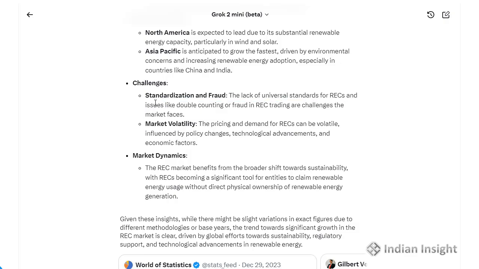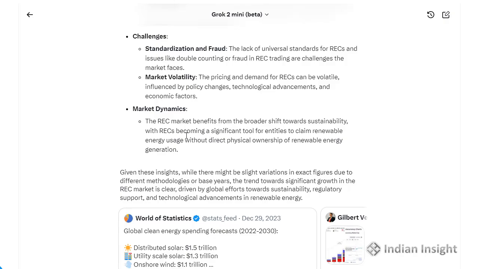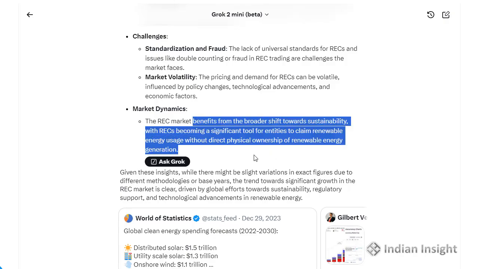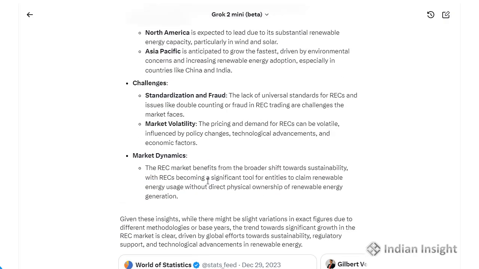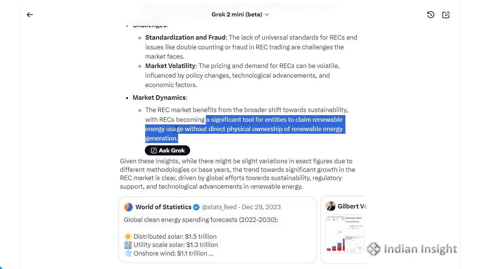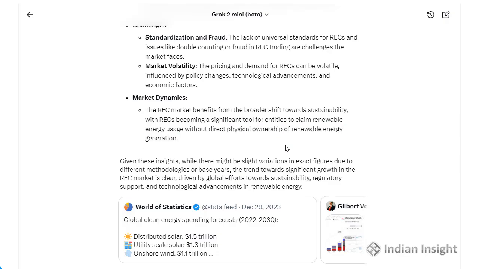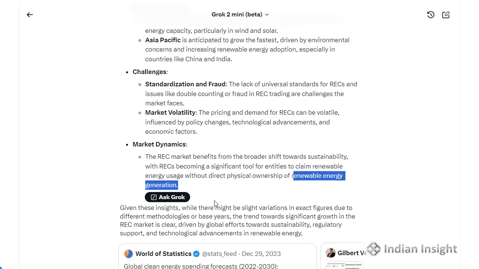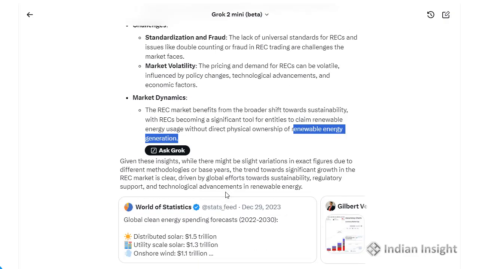So there are certain challenges associated with this market, which is basically lack of universal standards, double counting or fraud, and the pricing and demand can be volatile. So REC benefits from the broader shift towards sustainability, and it is a significant tool for entities to claim renewable energy usage without direct physical ownership of energy generation. So this gives you a fair idea about the size of the market.